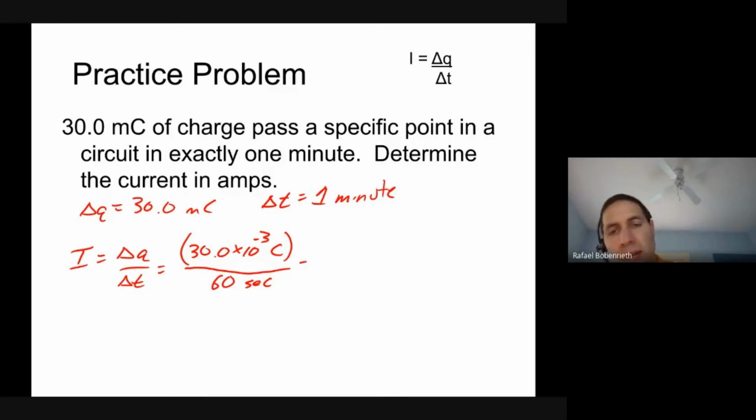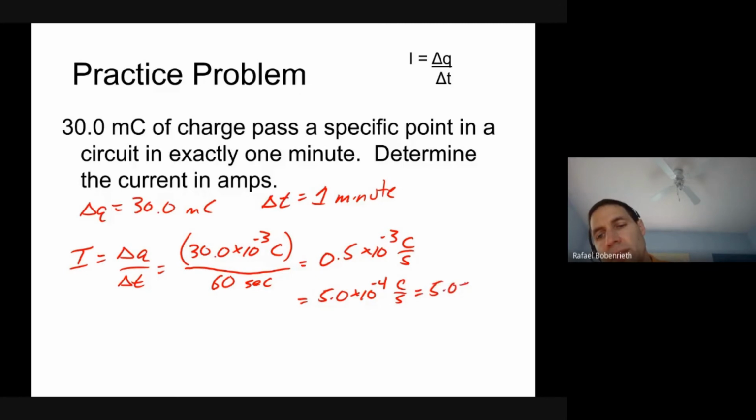Okay, so if I do that, 30 divided by 60 is 1/2. So this would be 0.5 times 10 to the negative 3 coulombs per second, which I could make 5.0 times 10 to the negative 4 coulombs per second, which is 5.0 times 10 to the negative 4 amps. Most commonly, you'll see people talk about this as 0.5 milliamps, though, in my experience.